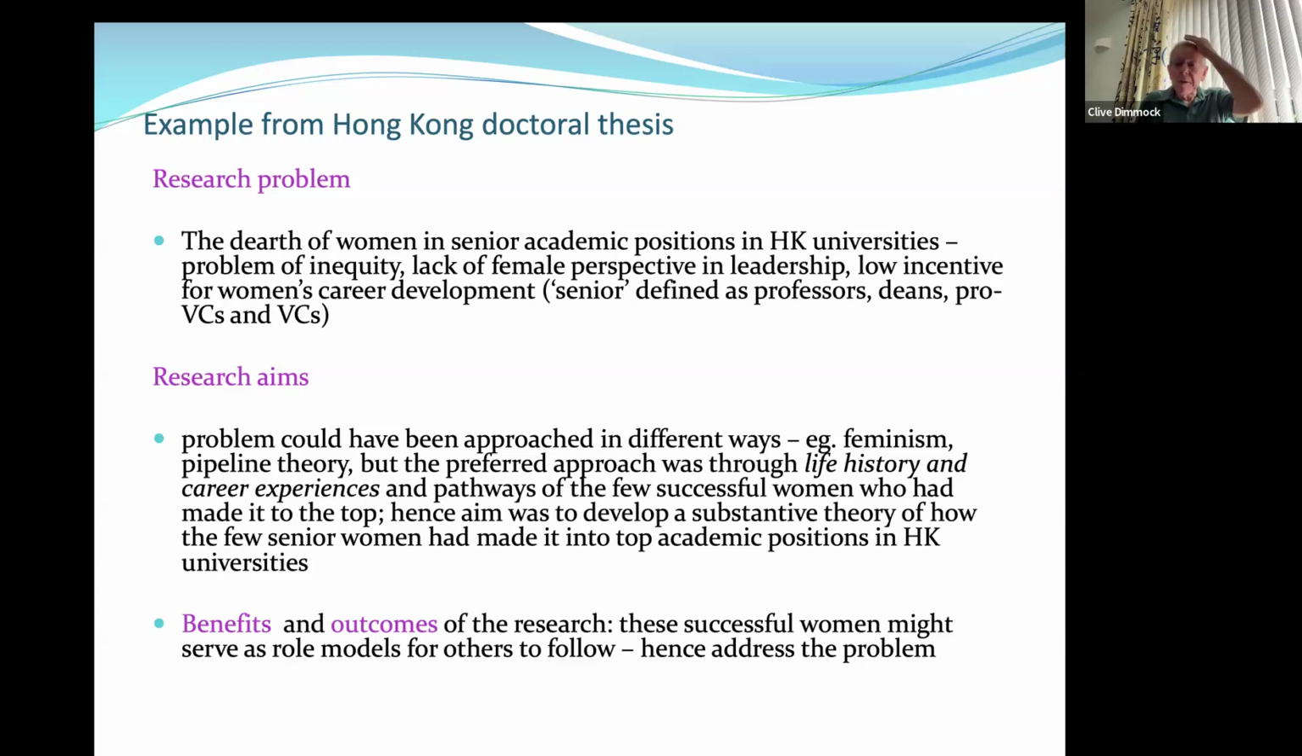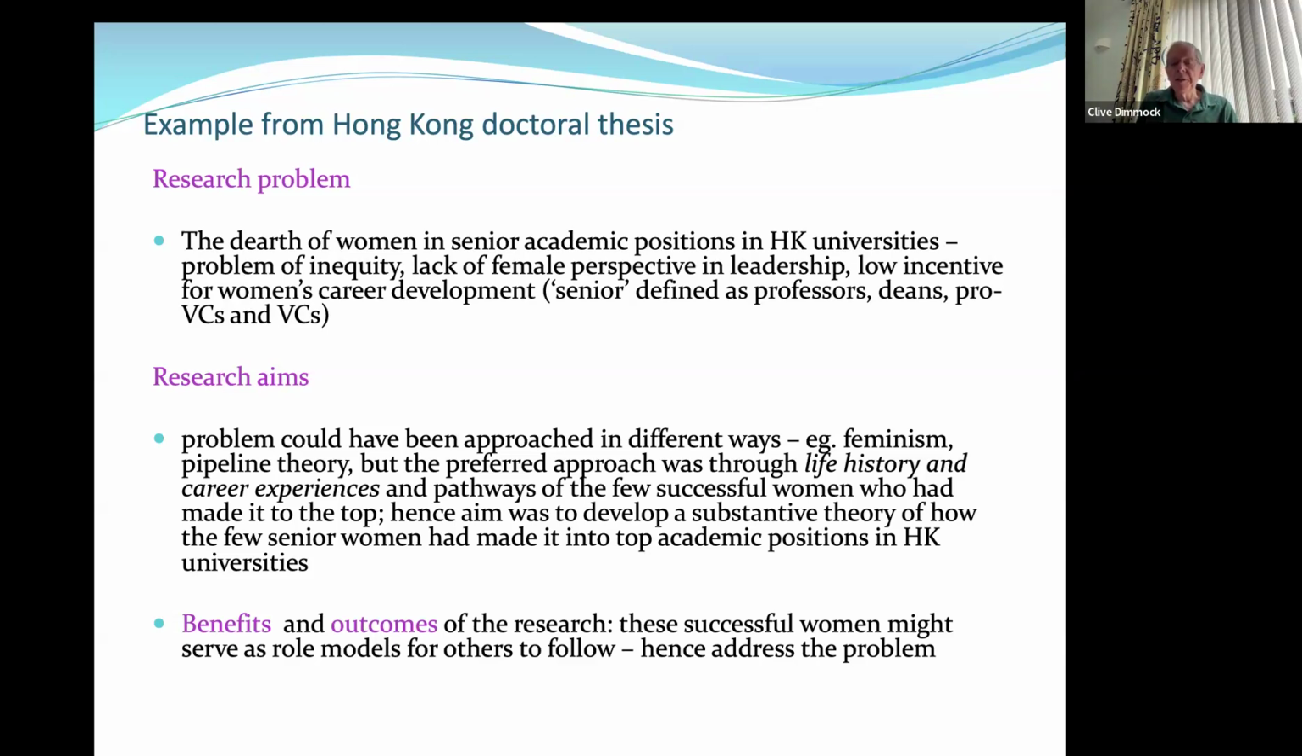And she came to me and she said, I want to adopt a feminist approach. Well, I said, hang on a minute. We know what the feminist approach is going to come up with. Male chauvinism, blah, blah, blah. That's not going to really tell us very much. It's not going to improve the knowledge base. How is it going to help us to just re-examine all the old arguments about male chauvinism, male domination, male aggression, and so on? So I said, why don't you adopt a life history and career experience approach?